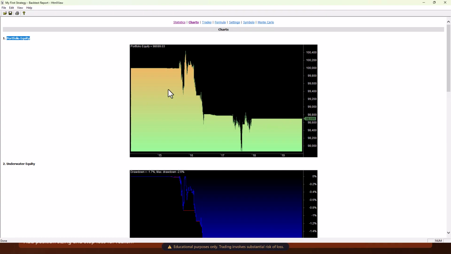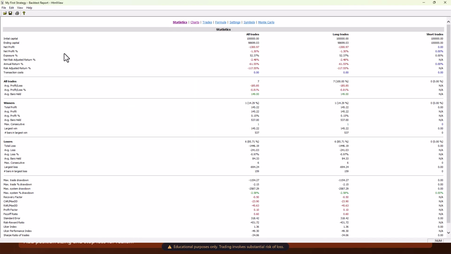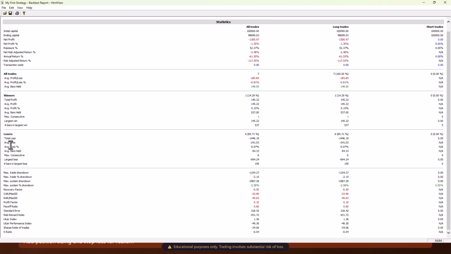First, see the equity curve. It's a line going up and down. If it goes up steadily, your strategy is good. If it goes down sharply, be careful. Next, look at net profit. It shows total money made or lost. Then win percentage. This tells how many trades were winners. Simple thing is, 50% win rate is okay if winners are big.